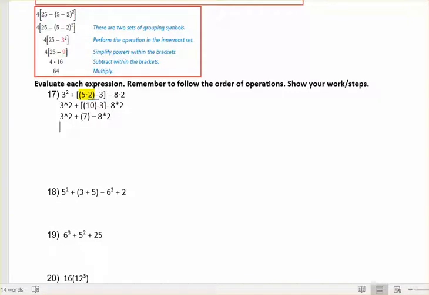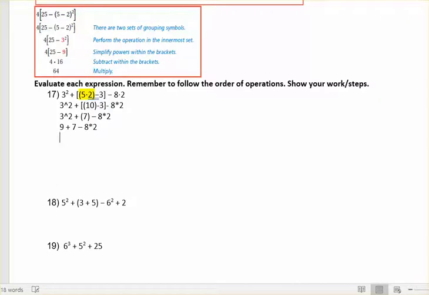All right, next thing I'm supposed to do is exponents. So I'm going to go ahead and do the 3 to the power of 2. 3 times 3 is 9. I don't need the parentheses around the 7 anymore. And the next thing I do is multiplication. I do have multiplication or division. I have it at the very end where it says minus 8 times 2. 8 times 2 is 16.